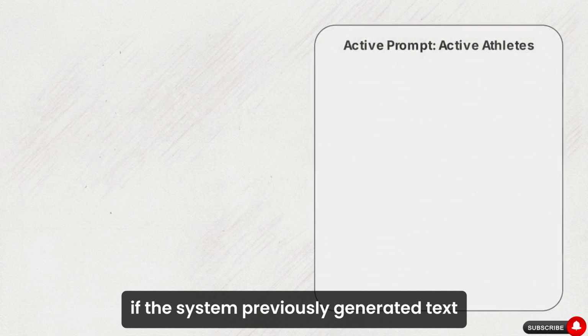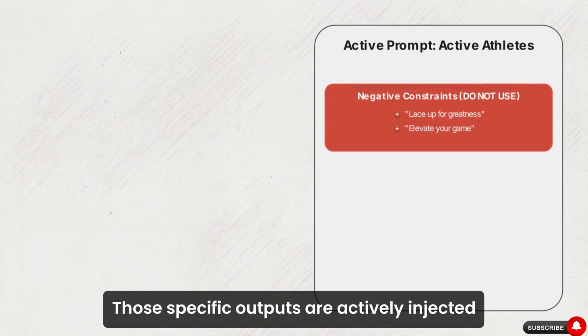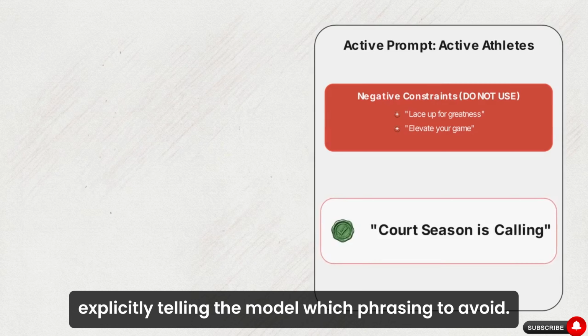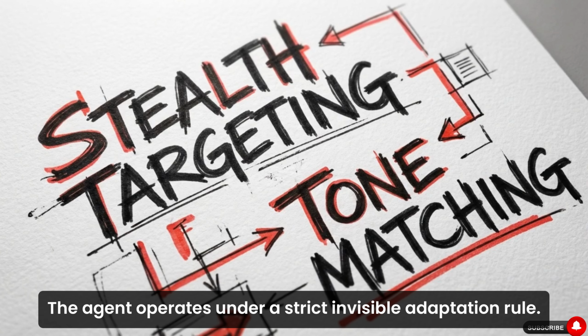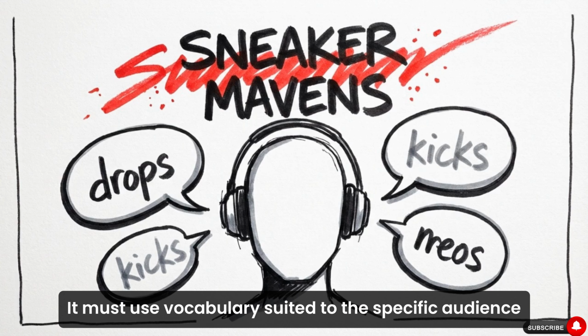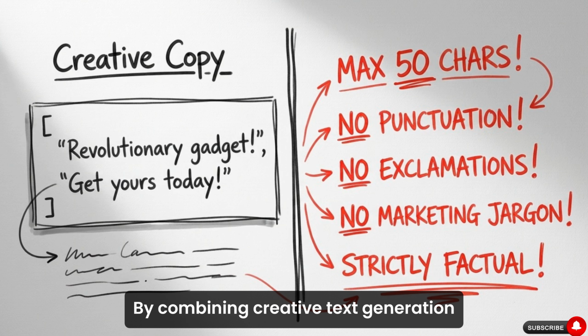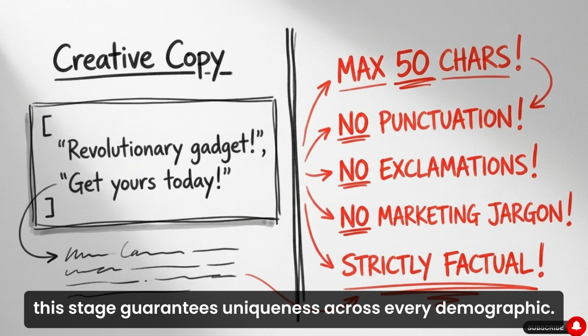If the system previously generated text for a different audience using this exact brief, those specific outputs are actively injected into the new prompt as negative constraints, explicitly telling the model which phrasing to avoid. The agent operates under a strict invisible adaptation rule. It must use vocabulary suited to the specific audience without ever explicitly naming that audience in the text. By combining creative text generation with rigid mathematical boundaries, this stage guarantees uniqueness across every demographic.